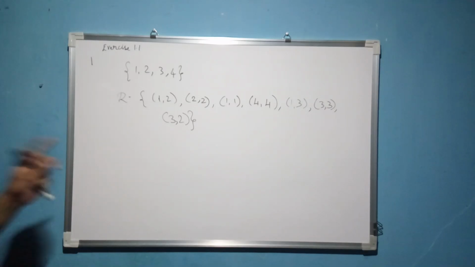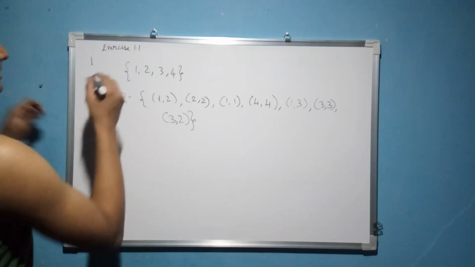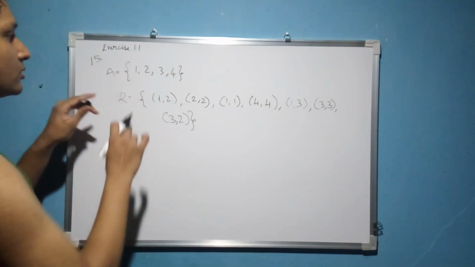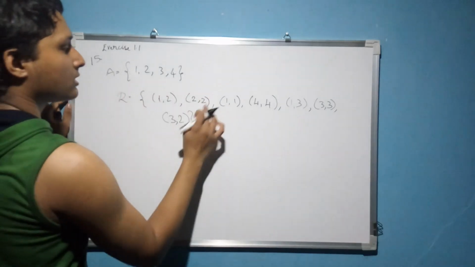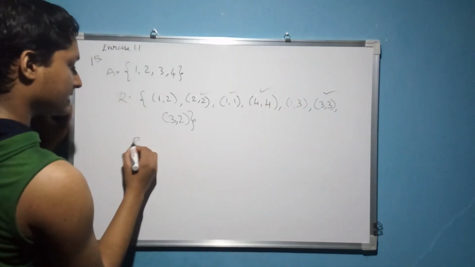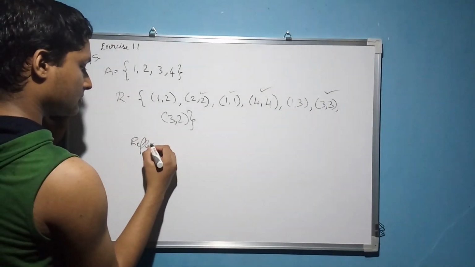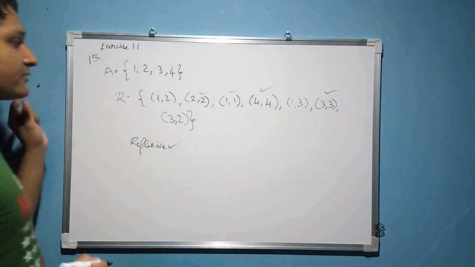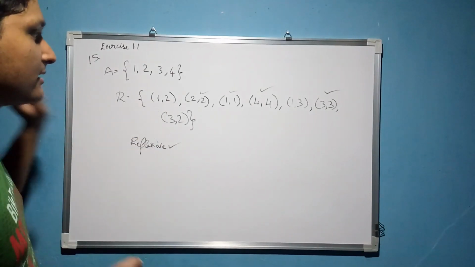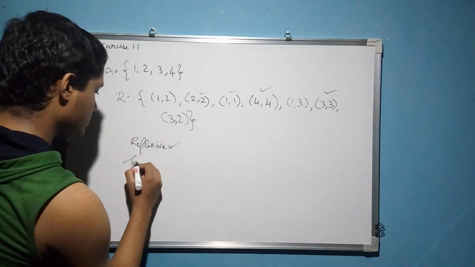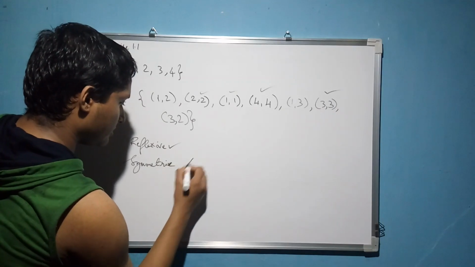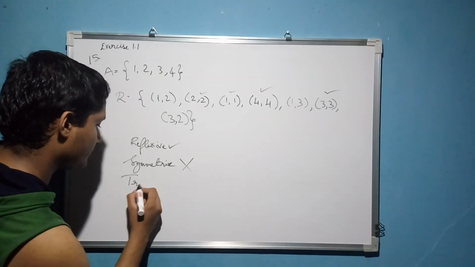This is just fast. Let's just do it. This is the relation 15 question. This is the set, so it should have (1, 1), (2, 2), (3, 3), (4, 4). (1, 1) is there, (2, 2) is there, (3, 3) is there, (4, 4) is there. So it is reflexive, correct. Now it should be symmetric. If (1, 2) exists, (2, 1) should exist. Where is (2, 1)? (2, 1) is not present. So it is not symmetric.